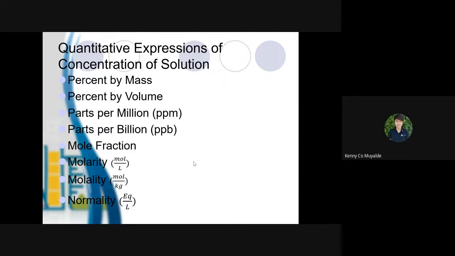All of these were discussed during face-to-face. And when I also discussed this in college, when I taught in college. Yun nga lang kasi because of the time constraint that we have, we're only going to have percent by mass and percent by volume under solution. Okay? Hindi na kasama yung parts per million, parts per billion, mole fraction, molarity, molality, normality.